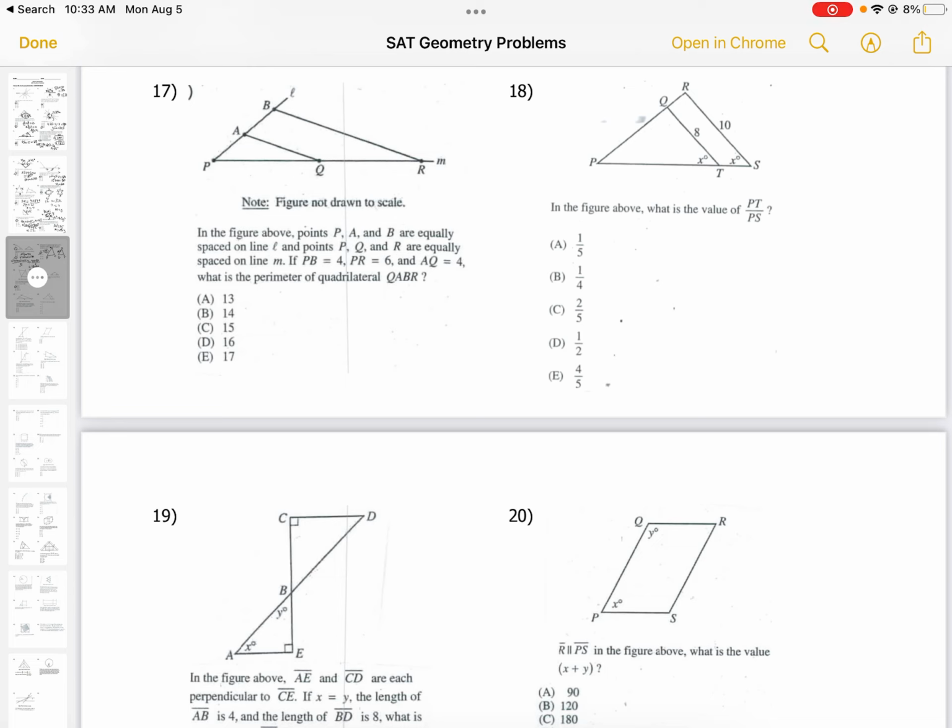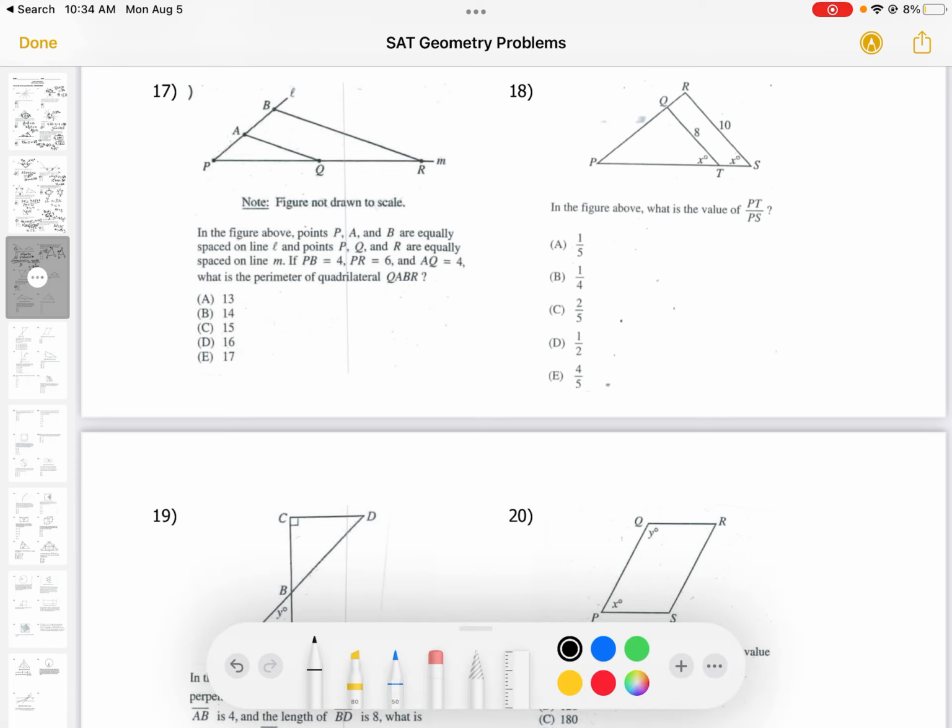In the figure above, points P, A, and B are all equally spaced on line L, and points P, Q, and R are all equally spaced on line M. If PB is 4, so that means PA is 2, AB is 2. That's what it means if 3 points on a line are all equally spaced. The gaps between the 3 points will all be the same. And PR is 6, so that means PQ is 3. And AQ is 4. What is the perimeter of quadrilateral QABR?